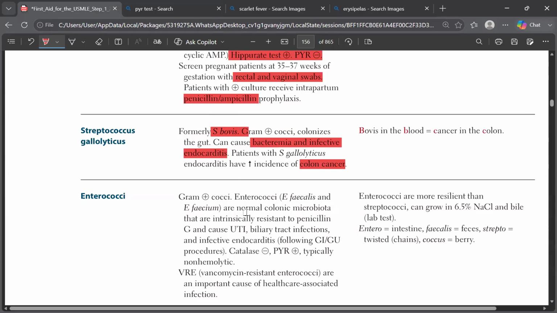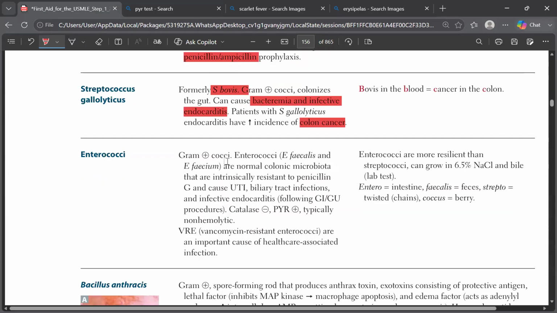Yep. The last one is enterococci, which is a gram-positive cocci. Enterococci is E. faecalis and E. faecium, which are normal colonic microbiota that are intrinsically resistant to penicillin G and cause UTI, biliary tract infections, and infective endocarditis following GI or GU procedures. They are catalase negative, they are PYR positive, and they're typically non-hemolytic. Vancomycin-resistant enterococci are an important cause of healthcare-associated infection.